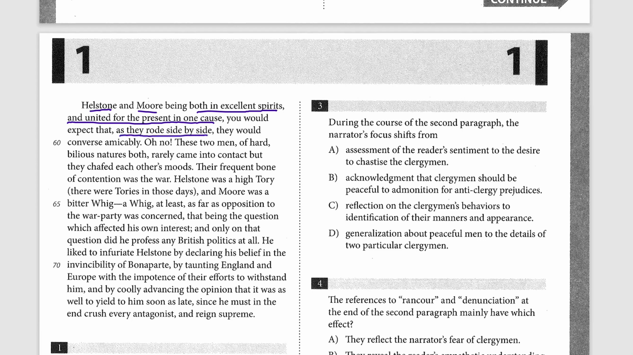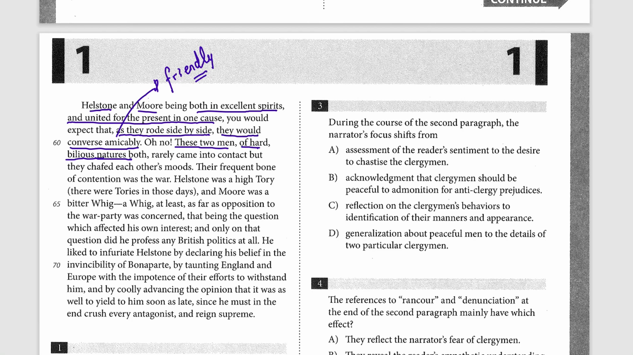As they rode side by side, they would converse amicably. Amicably means what? Friendly, in a friendly manner, you understand? In a friendly manner. They would converse amicably. افتكروا كده، هم بيتحدثوا مع بعض بشكل ودي.